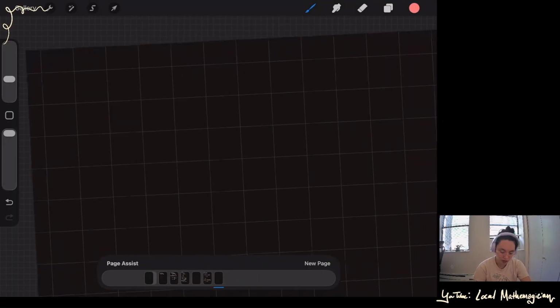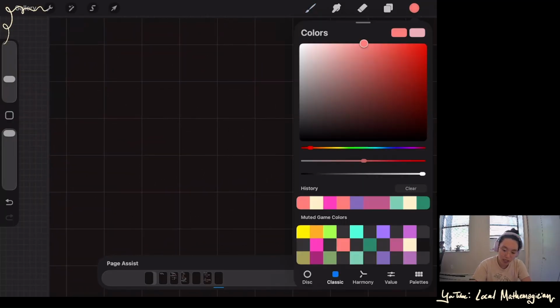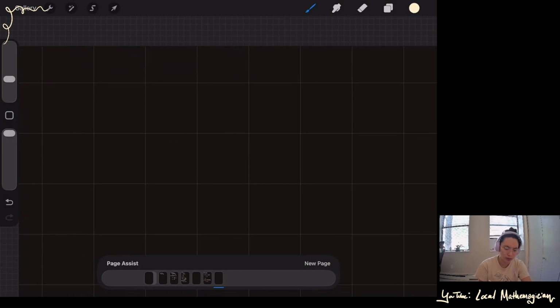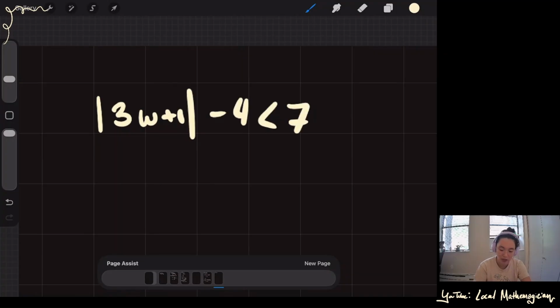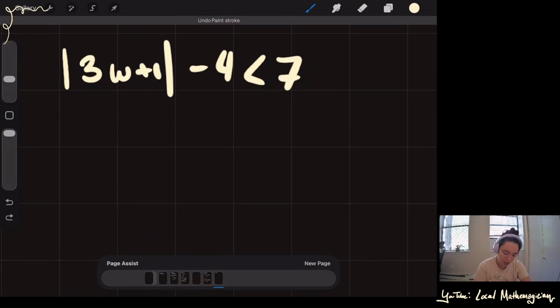Let's do the example problem from the textbook, example 1, on page 39. Let's say we have the absolute value of 3w plus 1, close, -4 is less than 7. Well, again, we want to treat it like a normal inequality, which means you can treat it almost like a normal equation. So let's isolate this piece first.